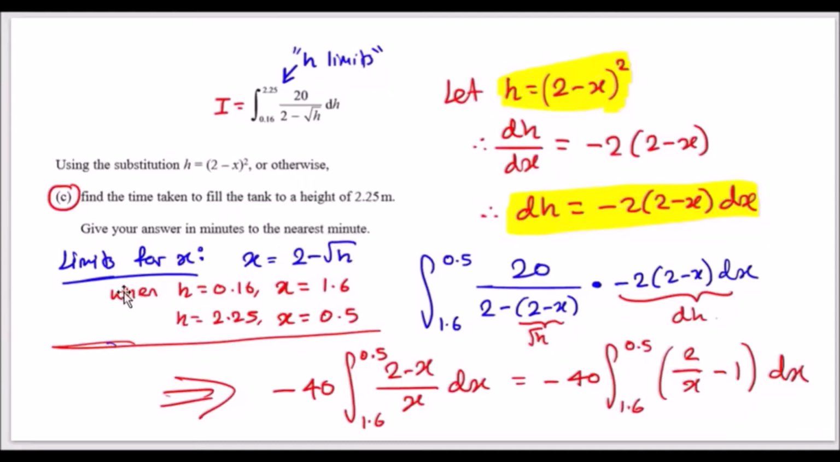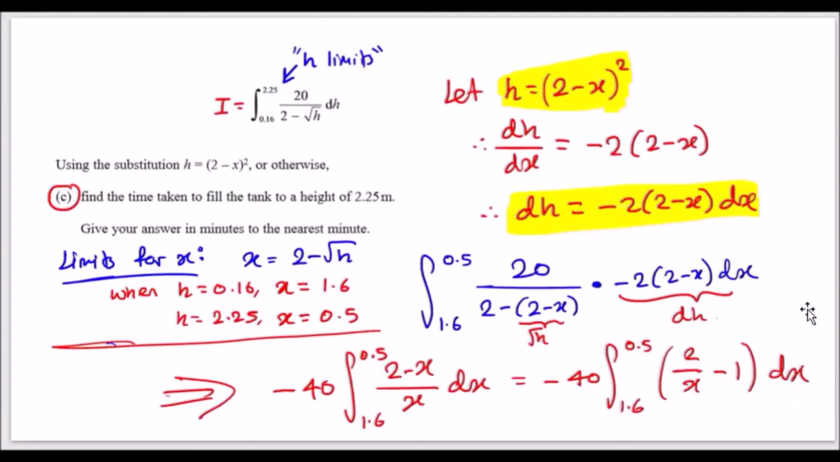So when h is 0.16, x is 1.6 in a calculator. So you plug it in, and when h is 2.25, you get another value for x. Let's put that in, and then we just update these values here with the x limits, and then substitute everything back in. So we're going to have 20 over 2 minus root h. Root h becomes 2 minus x, because remember, you just make root h the subject, guys. And dh becomes literally all of that, -2 times 2 minus x dx.